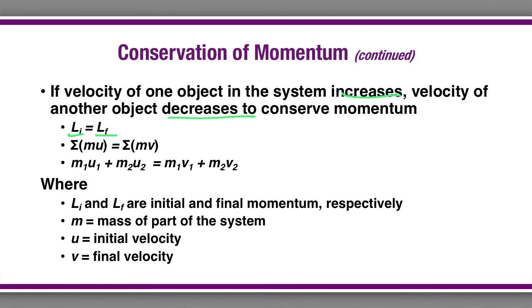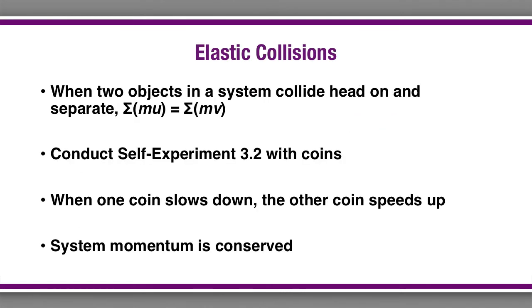So if we have multiple objects within a system and one velocity goes up, then the other has to come down in order for them to remain equal. Elastic collisions are ones in which there's no loss of kinetic energy in the collision. So for example, if we have two objects in a system, they collide head on and they separate. If we use the coin analogy, one coin will slow down, the other coin must speed up. So in this system, the momentum of the entire system is conserved.